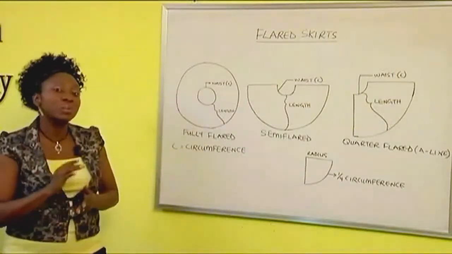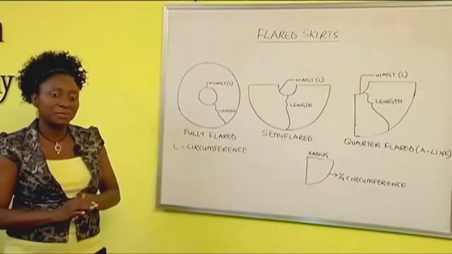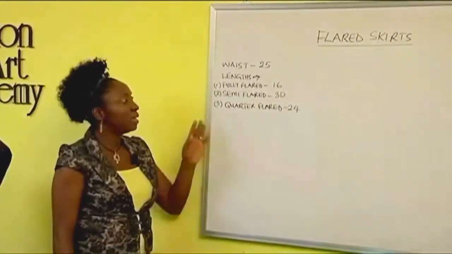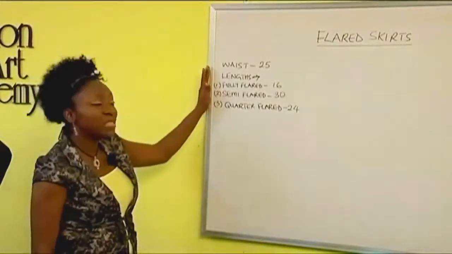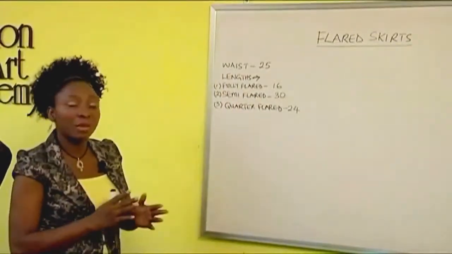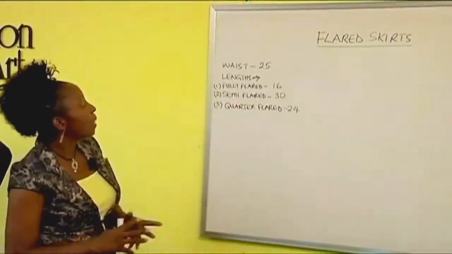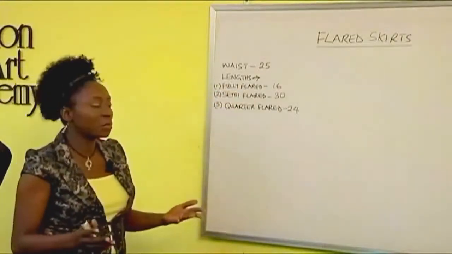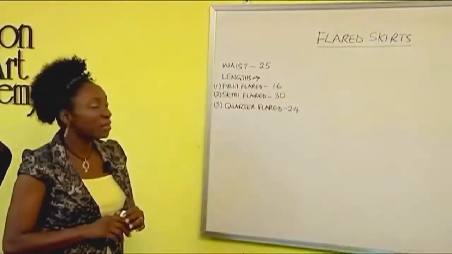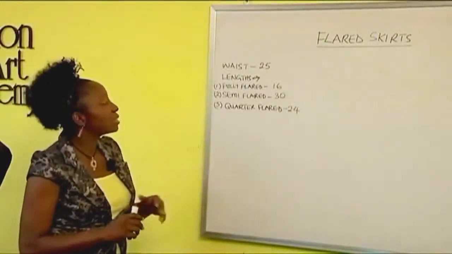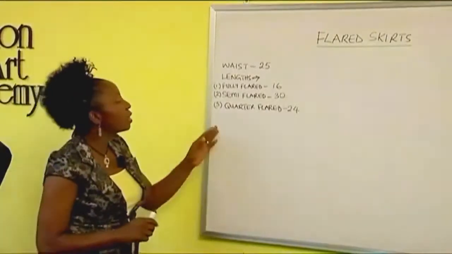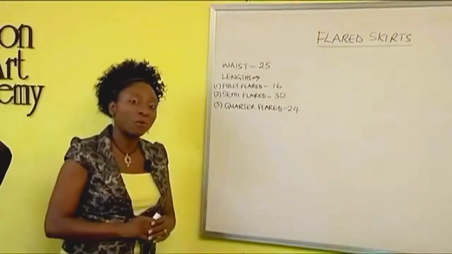So let's look at the measurements we will need to make our skirts. These are the measurements we're going to use. We have the waist, which is a known measurement. Our waist is 25 inches. Now we have three different lengths to practice with. For our fully flared length, we're going to use a mini length, which is 16 inches. Then we have the semi-flared length, which is going to be quite long. We're going to use 30 inches for that. Then for the quarter flared, we're going to use 24 inches.